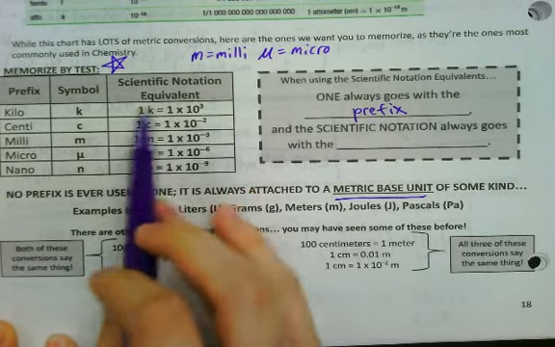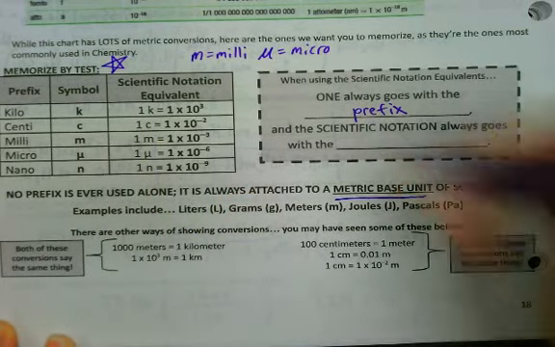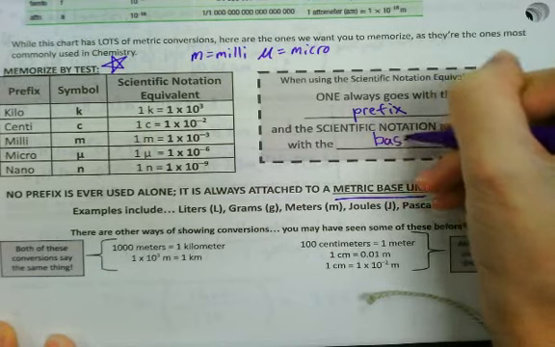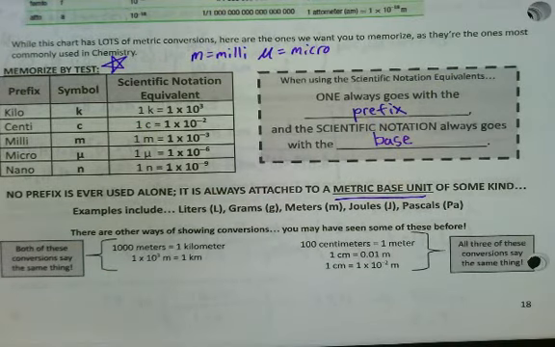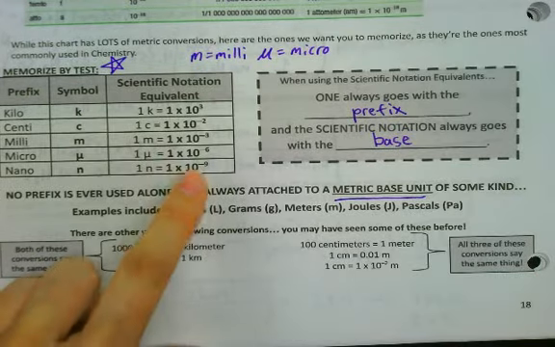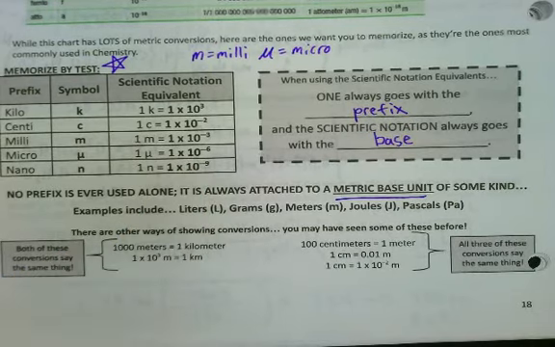Our scientific notation over here that we have in this chart, that is always going to go with our base. So when we're setting up our dimensional analysis conversion and we have a base like grams or liters or joules, we are going to put this scientific notation equivalent with that value, with that unit.